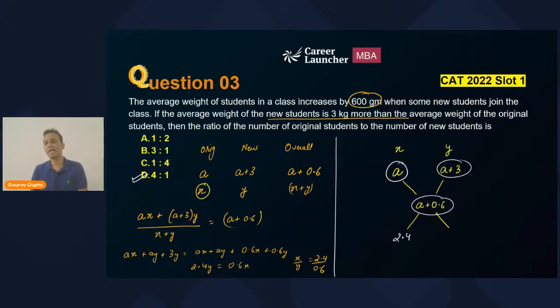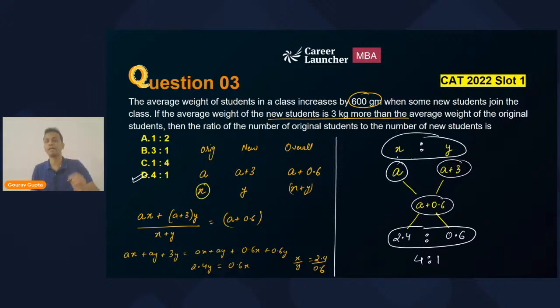Okay, and then a and a plus 0.6, the difference, I'll write it here, which is 0.6. The ratio of these two numbers, 2.4 and 0.6, which is 4 is to 1, will be the ratio of x is to y, respectively. Okay, so x is to y is equal to 4 is to 1. We have to find out the ratio of original students to the number of new students. So that is equal to 4 is to 1, the correct answer.